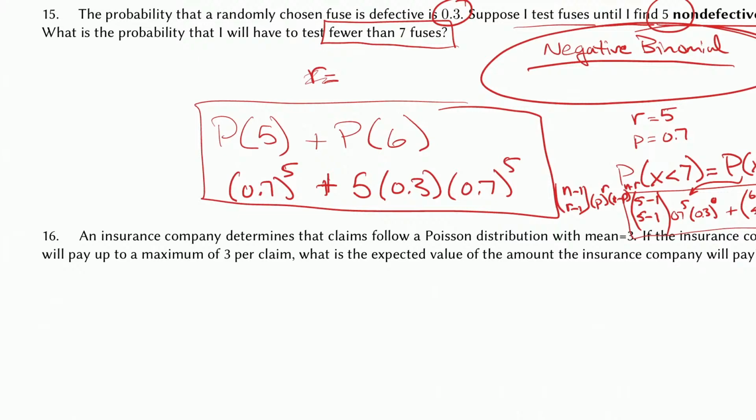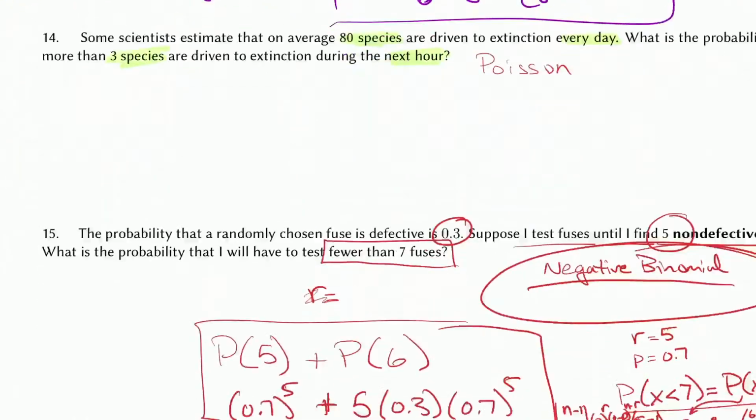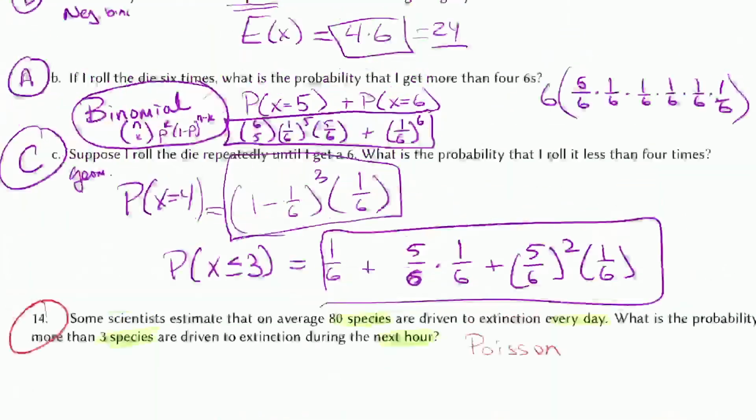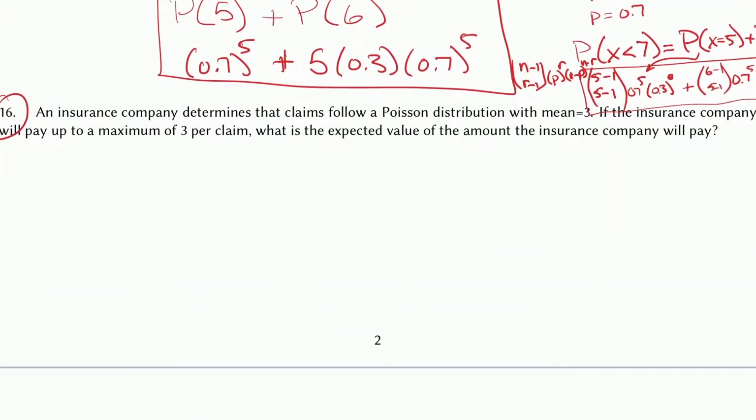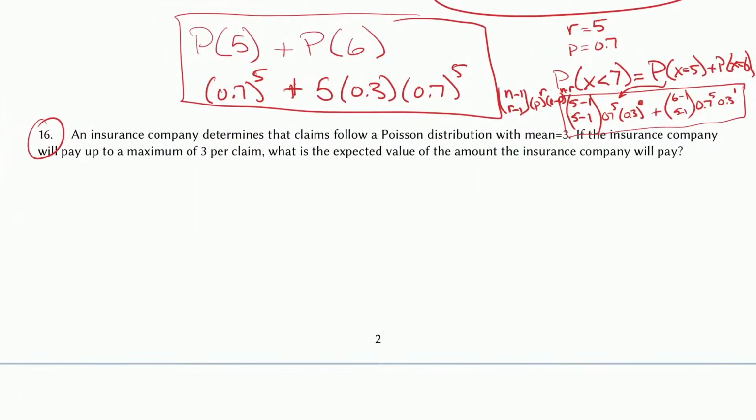Okay, Poisson, we know Poisson. Is there anything else from this that you guys need help with? We have Poisson. Oh, the last one? It's Poisson. I was confused by it. Pay up to a maximum of 3. Nice. What is that? Okay, yeah.